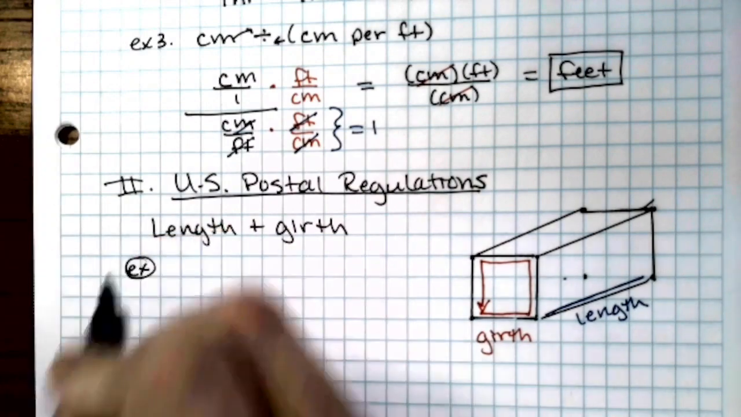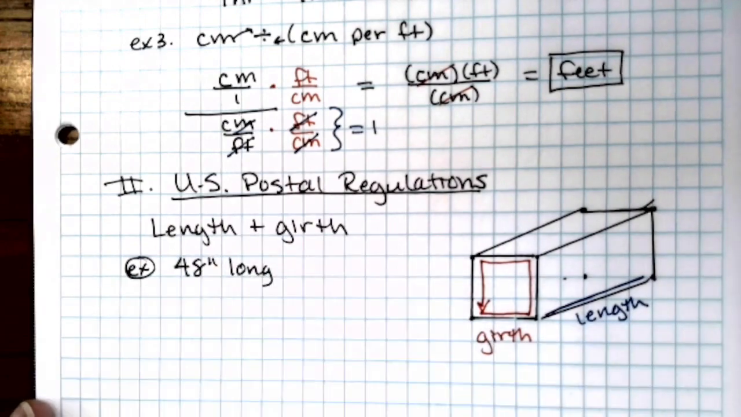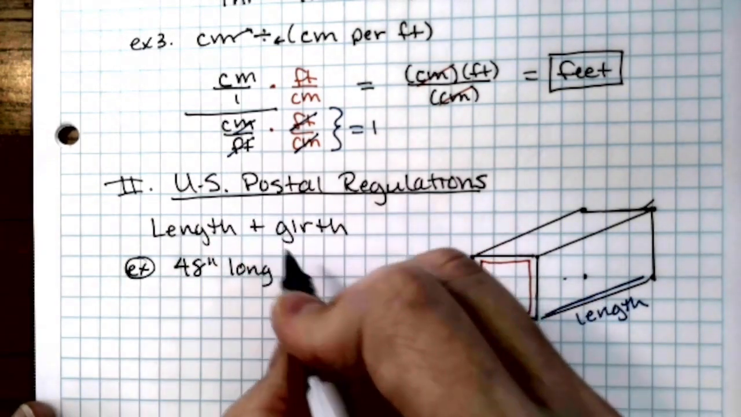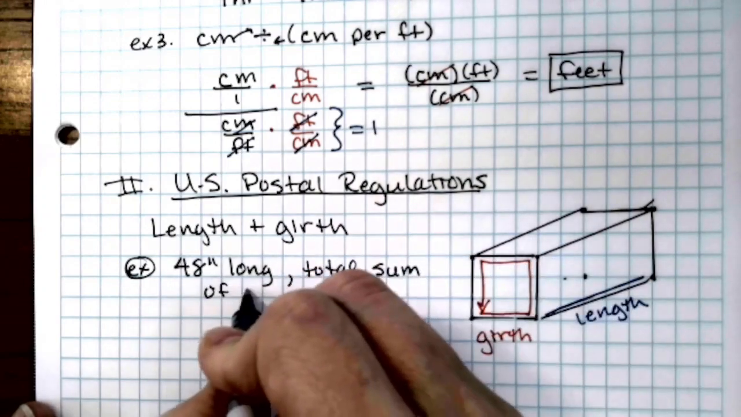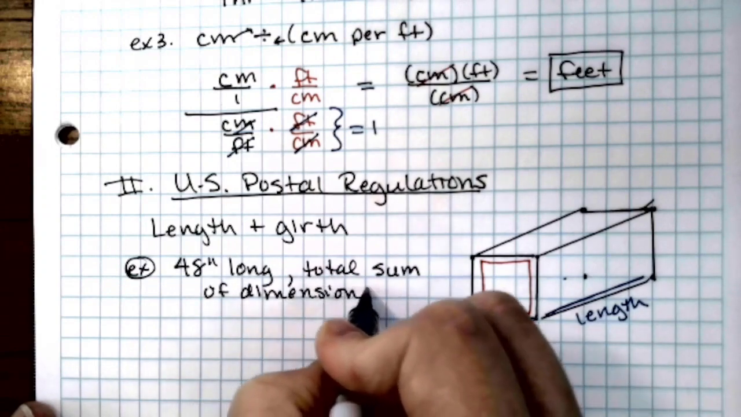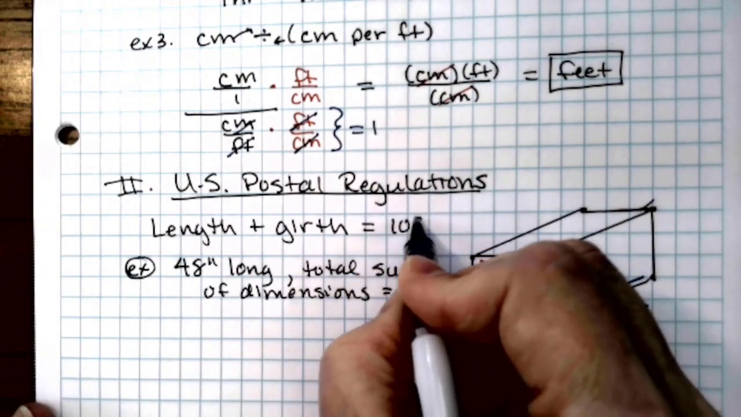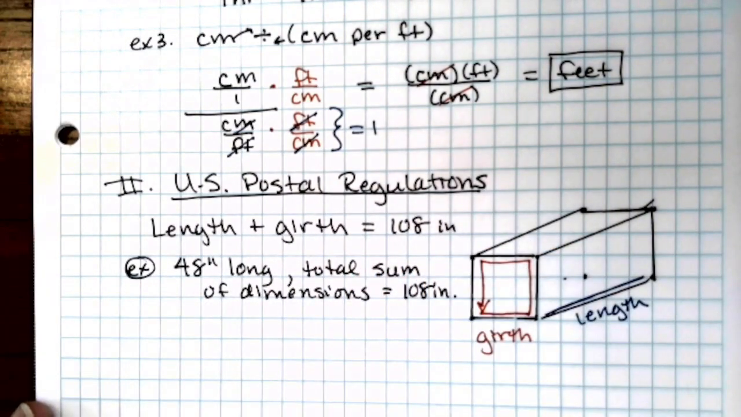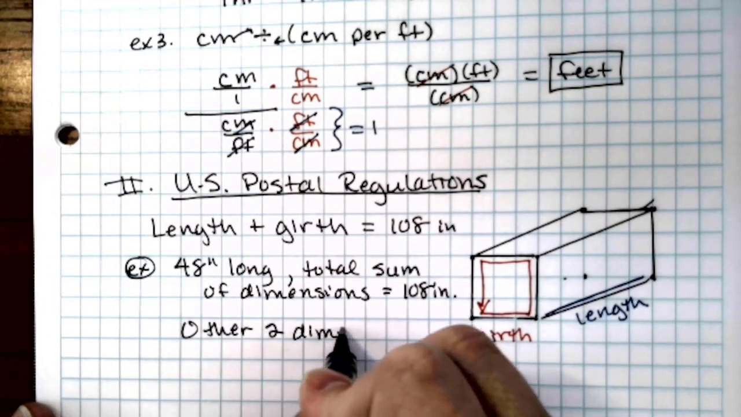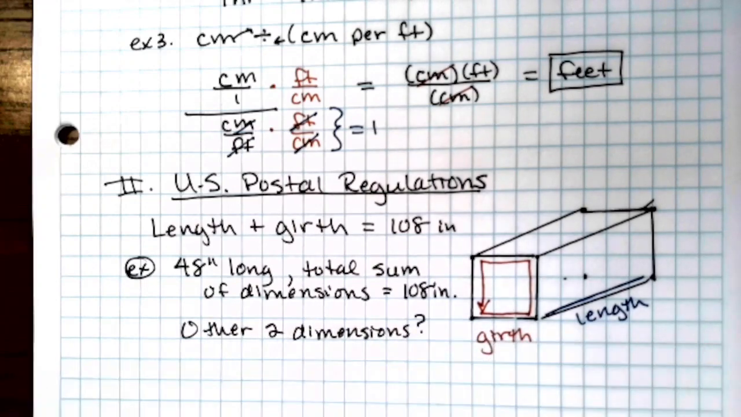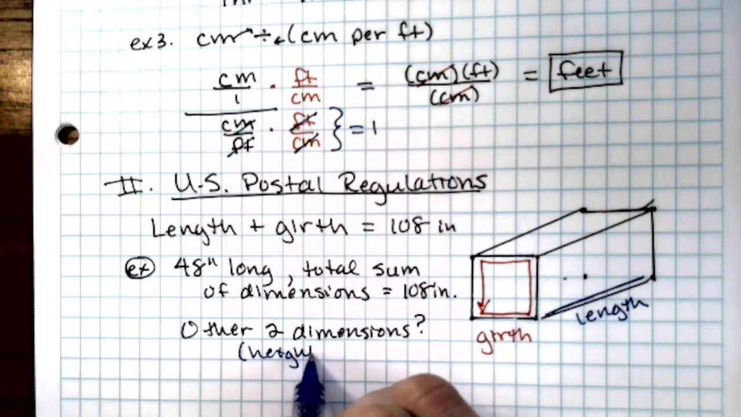Okay, so in our example, you have a box that is 48 inches long and has a total sum of dimensions equal to 108 inches. So the length plus the girth is 108 inches. And they want you to find the other two dimensions, and by the other two dimensions, they mean the height and the width.